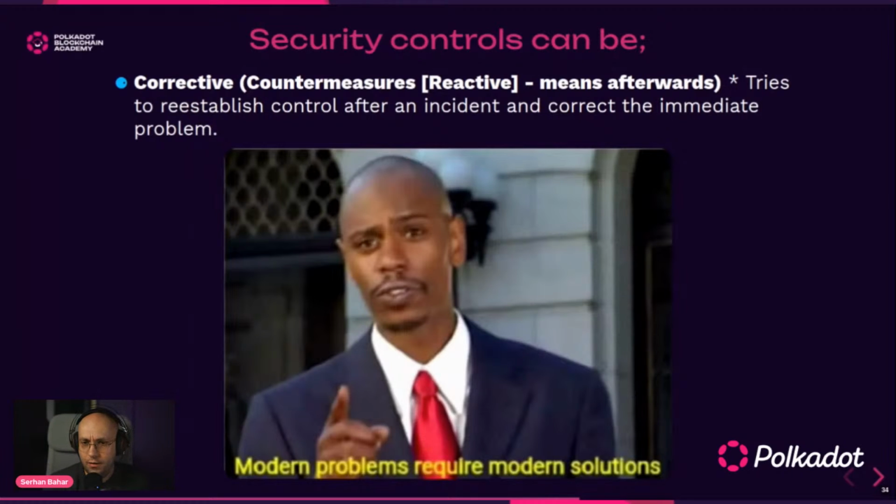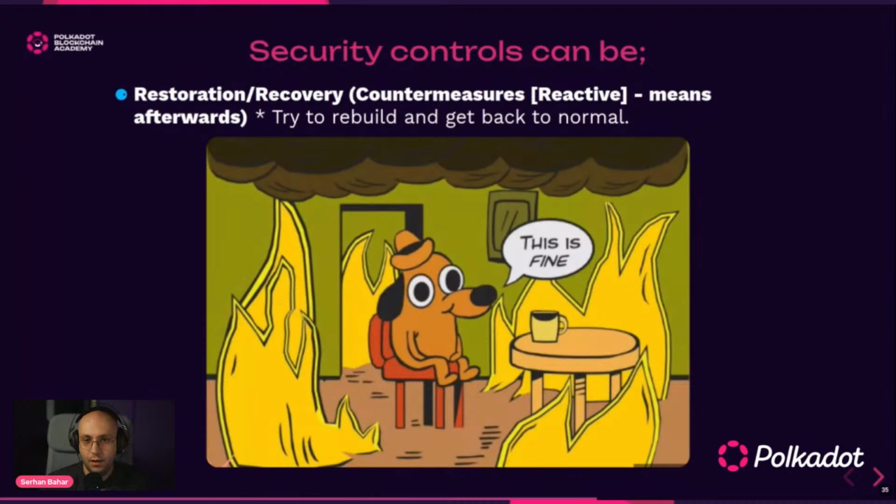And the other one is corrective. We are still reactive, meaning afterwards. Try to reestablish control after an incident and correct the immediate problem. There's a defect or something, whatever you call it, and you are trying to correct the mistake and fix the problem. It's still reactive because it has already happened. And my favorite, restoration and recovery, also reactive, afterwards. Everything happened, you can see what happened, and you are trying to rebuild and get back to normal.